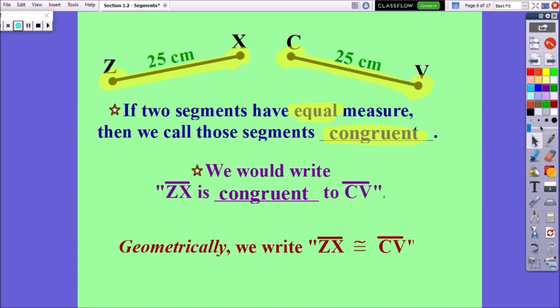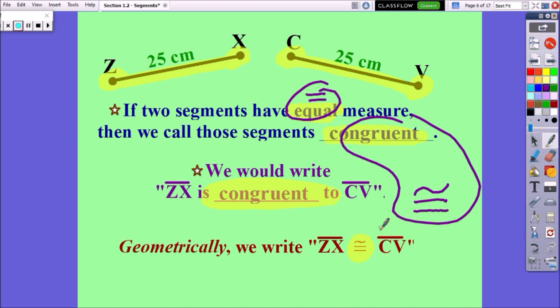And geometrically, or mathematically, the symbol for is congruent to looks like an equal sign, but it has a little wavy tilde on top of it. So this is how I just do it. Just do an equal sign and then make a little wave on top. So it's kind of nice, we know what equal looks like, right? So equal and congruent look very similar to each other.